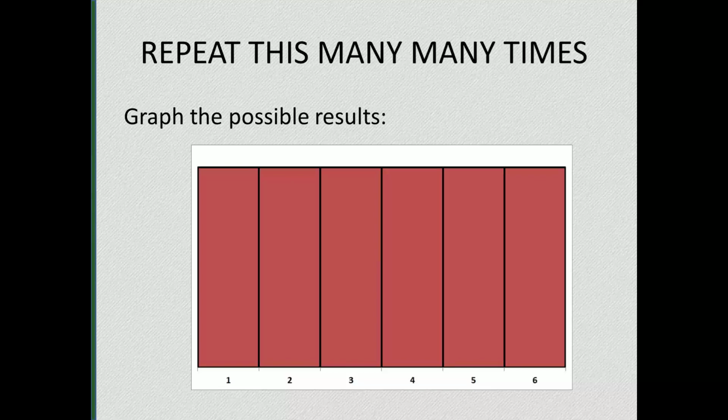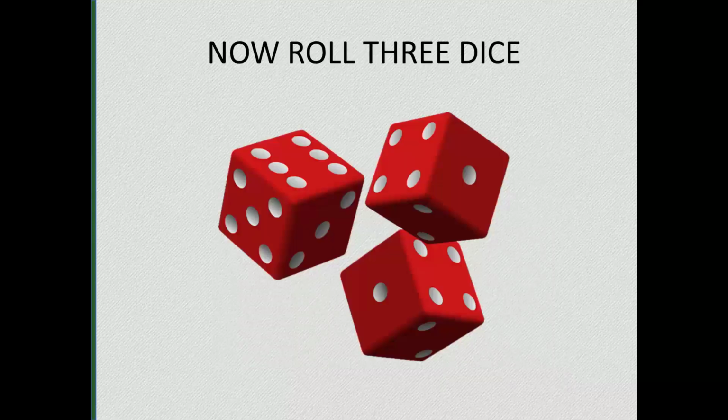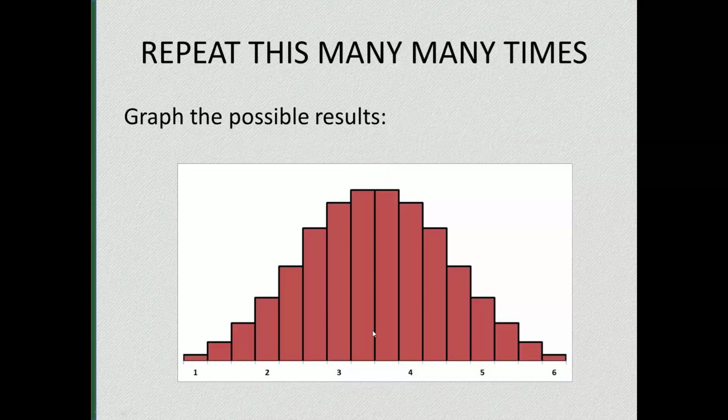Suppose we were to roll 3 dice. Once again, we'll roll 3 dice, we'll average the 3 numbers from those 3 dice, we'll repeat it many, many times, and here are the possibilities. We could get an average of 1 from those 3 dice, but that's pretty rare because we'd have to roll 3 different ones.